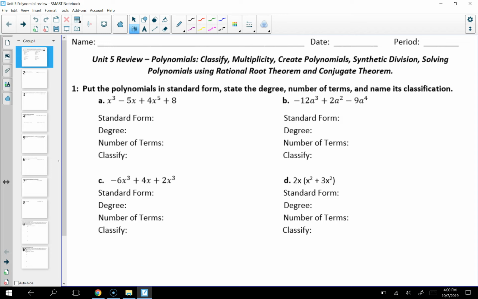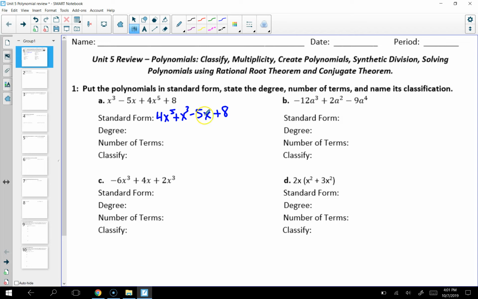So the first section takes us back to the beginning. It wants us to put the polynomials in standard form, tell us the degree and number of terms, and then we're going to name it based off of the number of terms and degrees that it has. So this first one, standard form, remember that means highest degree first. So we're going to do 4x to the 5th, then x cubed minus 5x, and then plus 8.